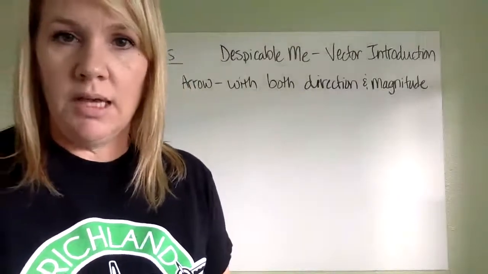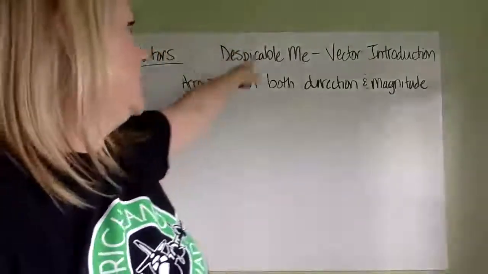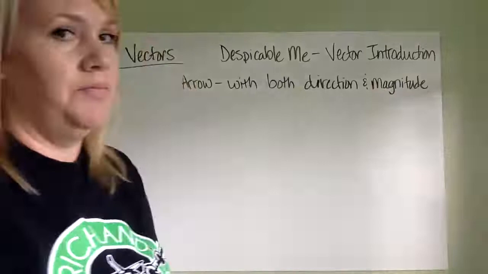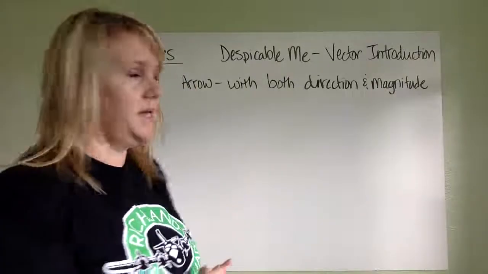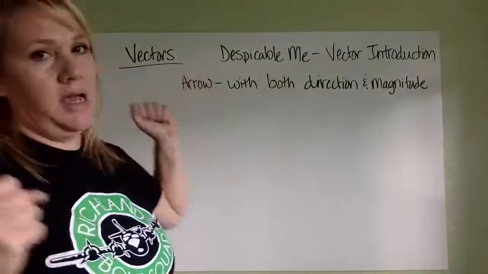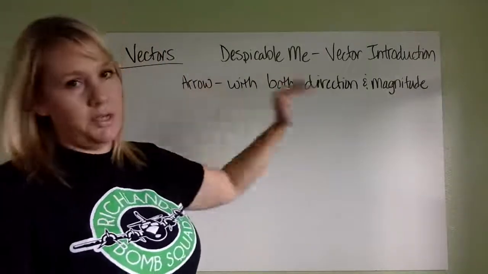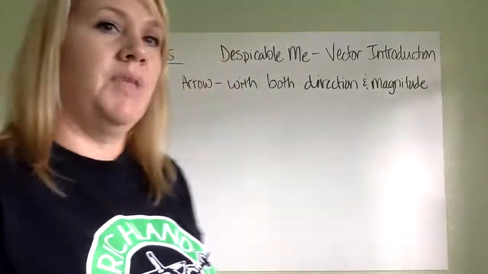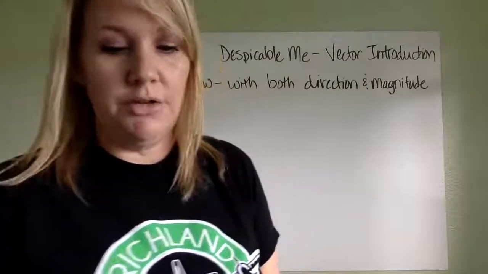And normally, if we were in my classroom, I would show you a video from Despicable Me, a clip where Vector introduces himself and his official bad guy name. And he says, "I'm Vector. It's a mathematical quantity. It's an arrow with both direction and magnitude." It's one of my favorite videos ever, so you should look it up. It's awesome. The Despicable Me clip, Vector introduction.